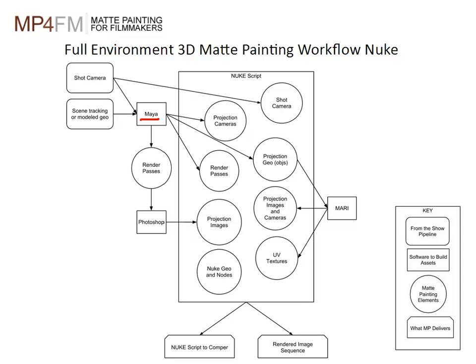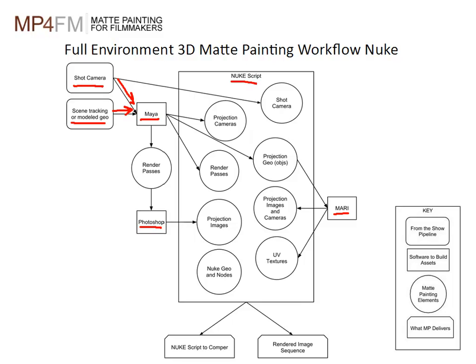In the square boxes you can see the different software being used: Maya, Photoshop, Nuke, and Mari. At the beginning of the workflow are the things that are coming in from the pipeline, such as a shot camera, scene tracking information, or modeled geo. Both of those will go into Maya, where the matte painter will work on the scene.